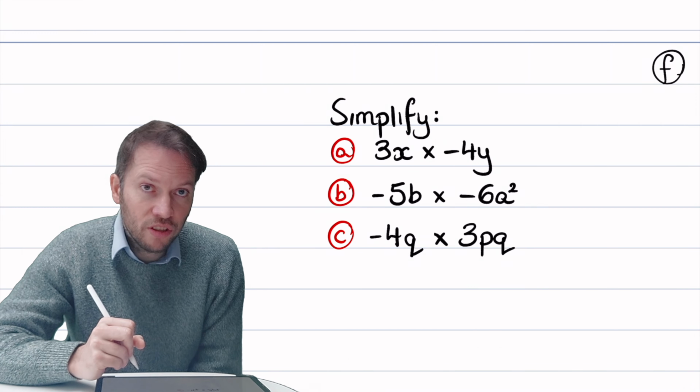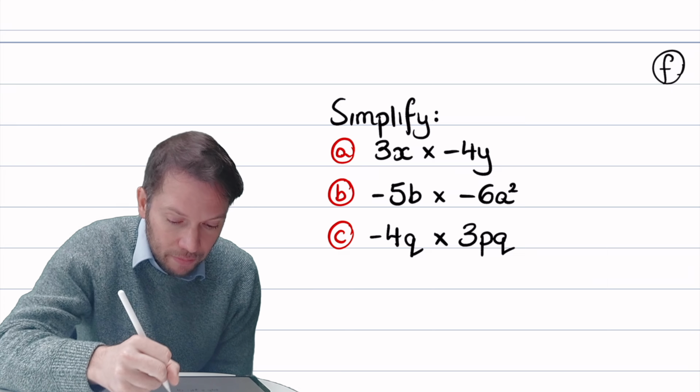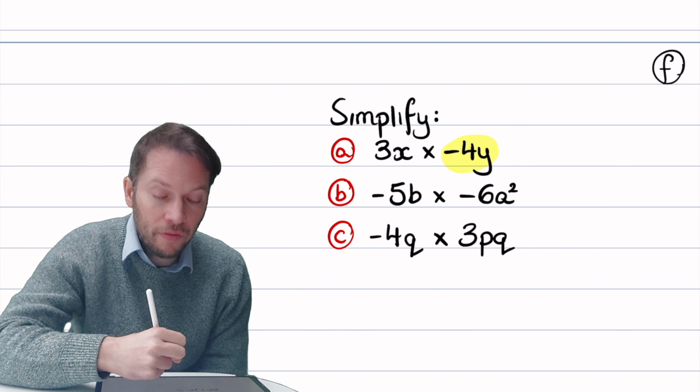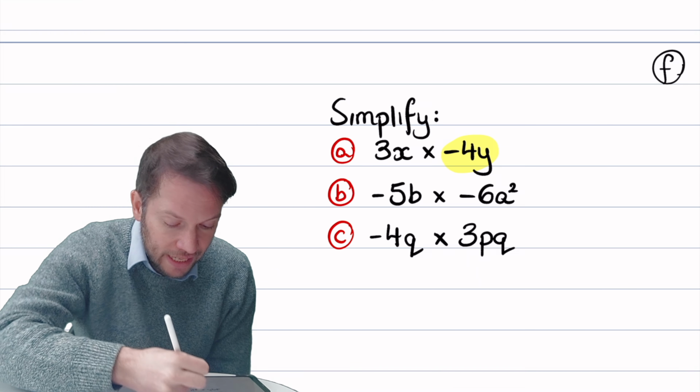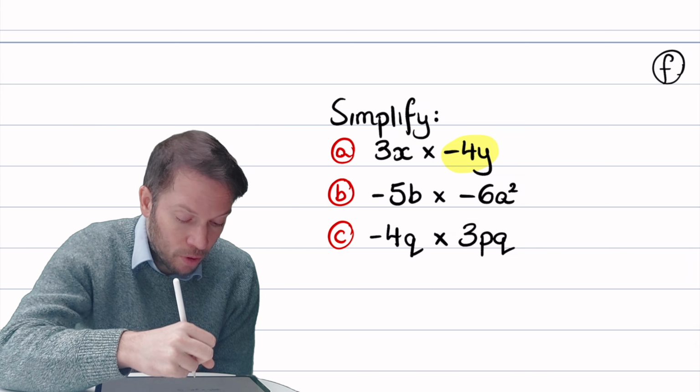Hi, in this video we're going to multiply algebraic terms together where you might have negative terms. So we can see here, for example, that is negative 4y. So we're trying to multiply together 3x and minus 4y.